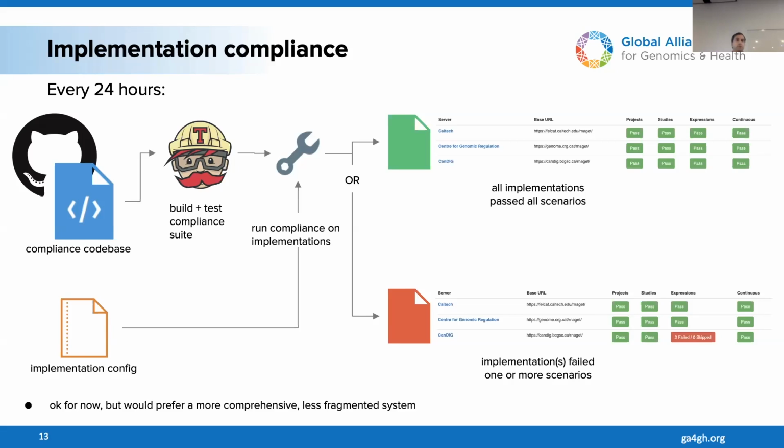This report gets pushed somewhere on the internet, and it will either tell us that all of the implementations you're tracking have passed all scenarios, or that something went wrong with one or more implementations, and here's why. This is a good starting point for developing a compliance suite, especially when the standard itself is being developed and the implementations and standards have to be reworked consistently. It's okay for now, but long-term we want to move to a more comprehensive approach, a centralized platform that can work with many GA4GH APIs at once.